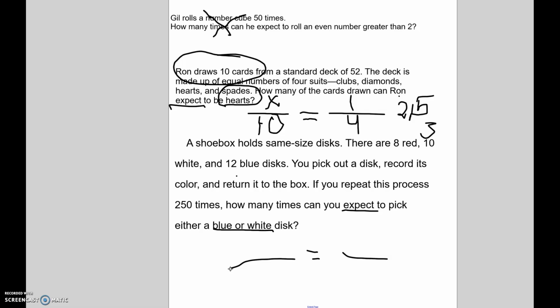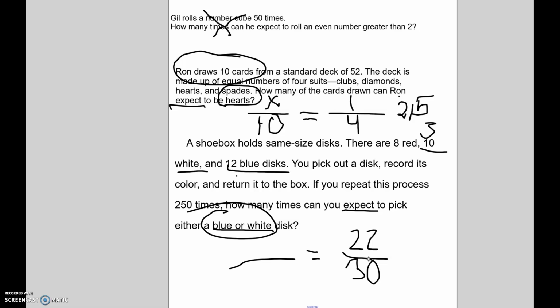There's no percent. So I need to find the probability of choosing blue or white. There are 10 white and 12 blue. That makes a total of 22 blue or white, and the bottom here is the total. 8 plus 10 plus 12 is 30 poker chips in this shoebox. So it's 22 out of 30 that are blue or white.